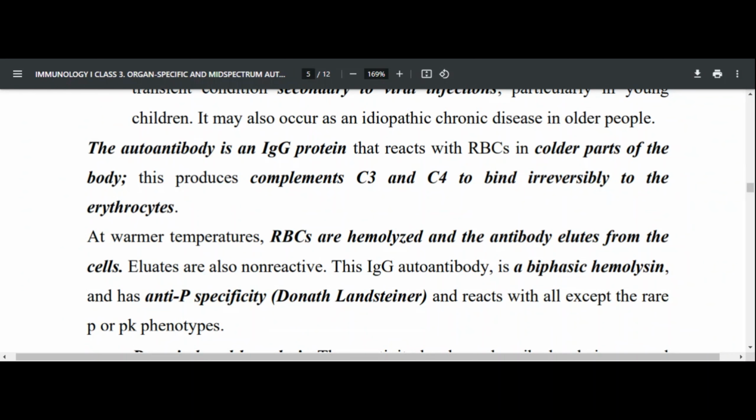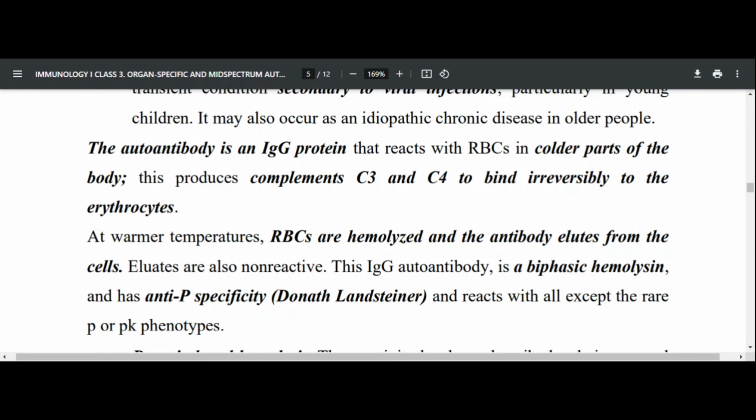So this IgG autoantibody is a biphasic hemolysin and has anti-P specificity, which is also called the Donath-Landsteiner antibody. This one is very important. You remember sometimes in ASCP you will find this term, Donath-Landsteiner. So the Donath-Landsteiner antibody is an anti-P antibody. So anti-P antibodies are found in the P1PK group system, right?